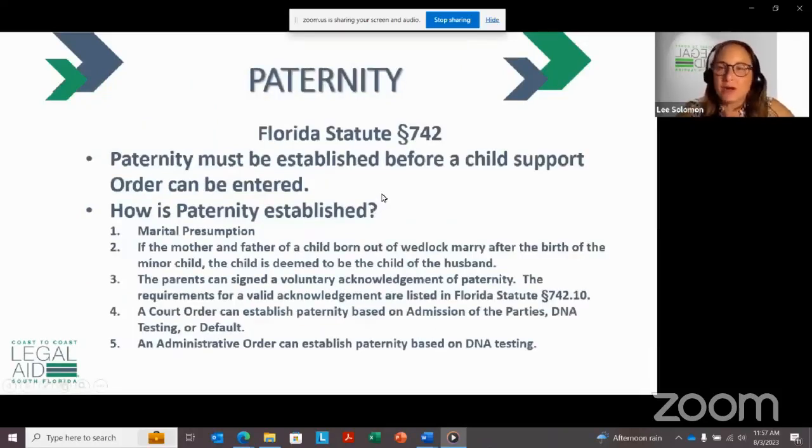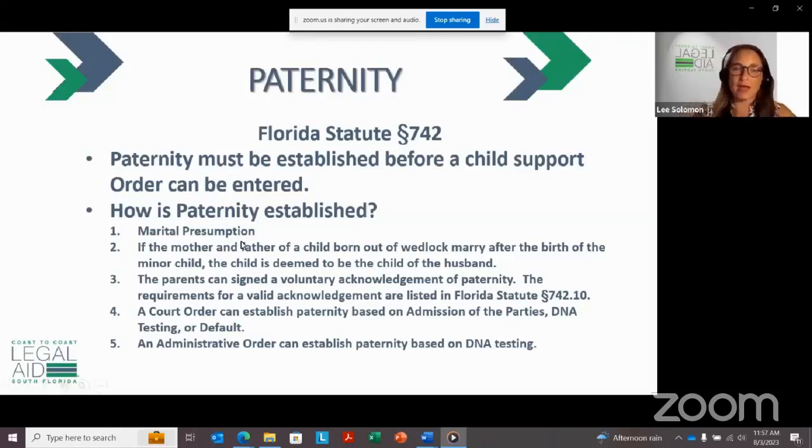So before we can start talking about child support, we need to discuss paternity. Florida Statute Section 742 describes all the ways that paternity can be established. Paternity must be established before a child support order can be entered by the court. So there's 5 different ways that paternity can be established.